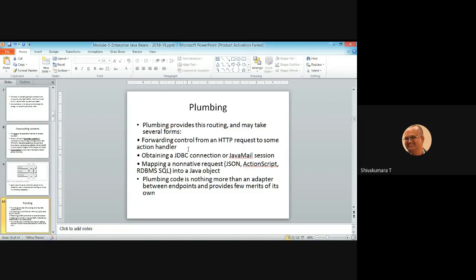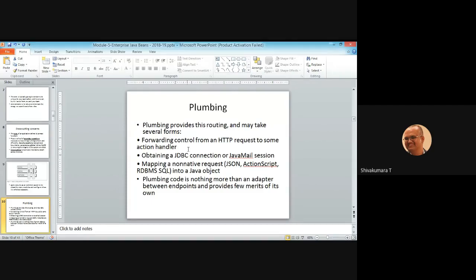Ours is a non-native request. The non-native request is in the form of JSON format, key value pairs, ActionScript. It is an add-on script which you can inject to work on the application. With RDBMS SQL, through SQL queries, you try to connect to a Java object through JDBC. So all these are some of the different functionalities.